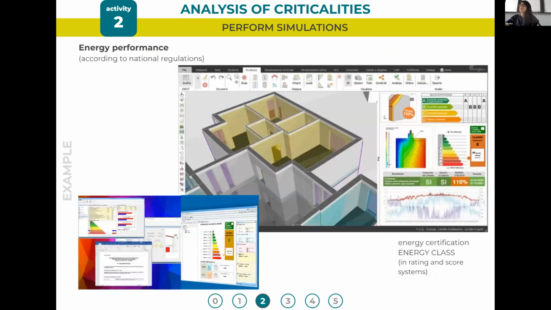Other kinds of software are directly connected with the national regulations. So they have the algorithm to calculate the energy performance according to the law. And this kind of software is usually easier to adopt and gives the opportunity to directly discover the energy class, for example, of the building, and so to produce an energy certification valid for that specific country.